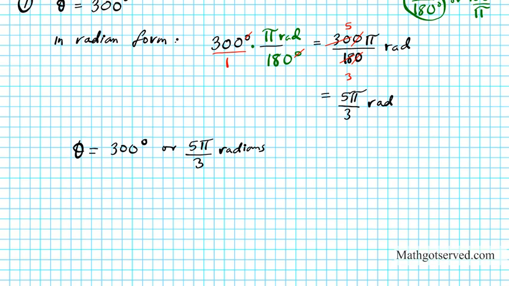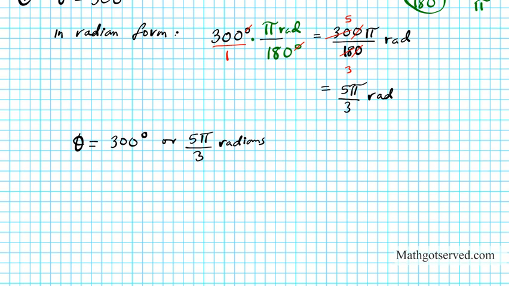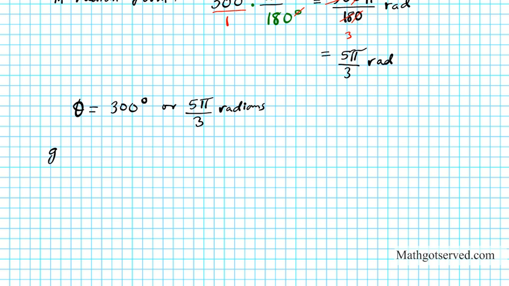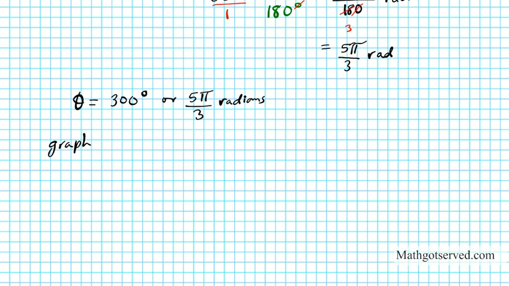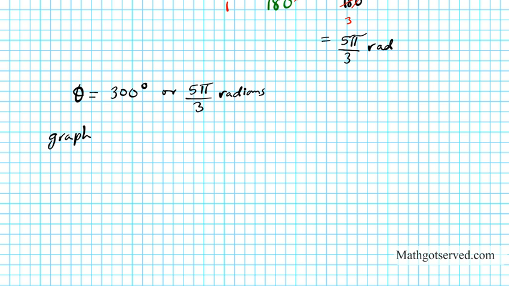Now what we're going to do next is graph it. Alright, let's go ahead and graph it. To graph it, I like to use the degree form because it's much easier to graph. So let's create our coordinate system. There goes my x-axis, and there goes my y-axis.